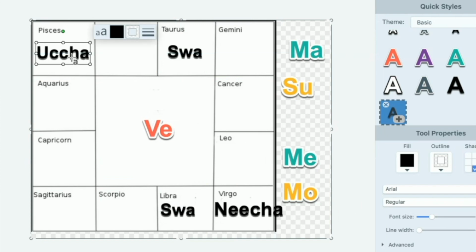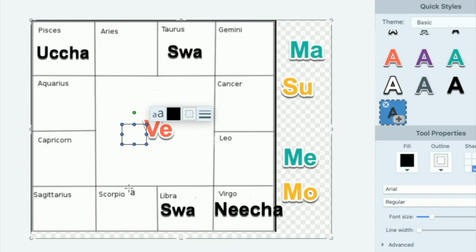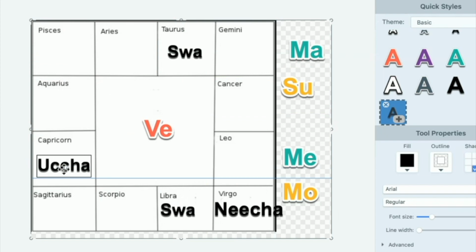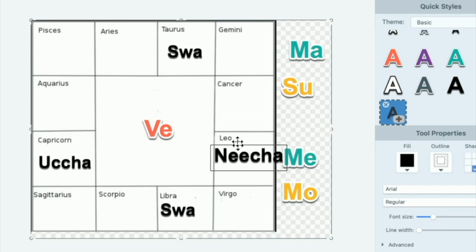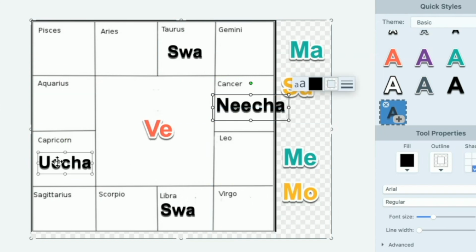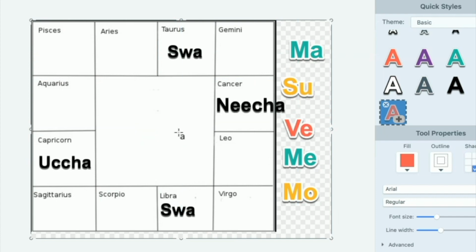No, Ucha means the planet is exalted in a particular sign. Are they always in opposite houses? Sometimes. Let's take a look here. Not always because Mars is... no, okay, maybe they are. Hold on, let's take a look. So Mars is Ucha in Capricorn, Nicha in Cancer, and that's opposite houses.